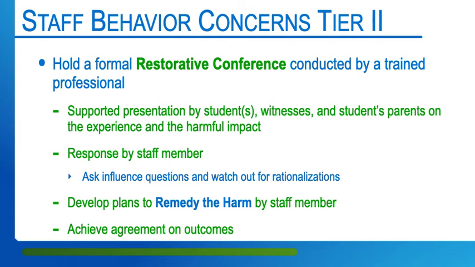At the Tier 2 level, I strongly recommend that you hold a formal restorative conference conducted by a trained professional. This conference would include a presentation by students, witnesses, and students' parents on the experience and the harmful impact, and the targeted student may need support in doing this. A response by the staff member, to which influence questions are asked, and watch out for any rationalizations. Then, develop plans to remedy the harm by the staff member and achieve agreement on the outcomes.